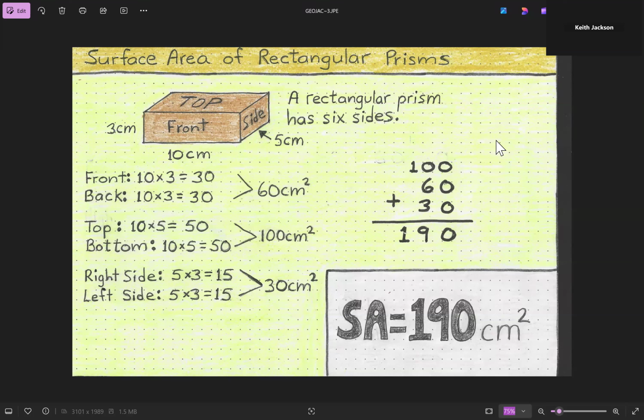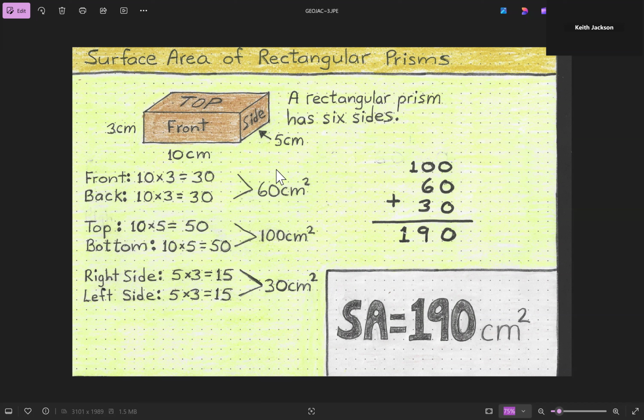In this video, we're going to learn how to find the surface area of a rectangular prism. It sounds fancy, it sounds complicated, but I assure you it's going to be easy because a rectangular prism has six sides, and those six sides come in identical pairs. And I'll show you what I mean by that.